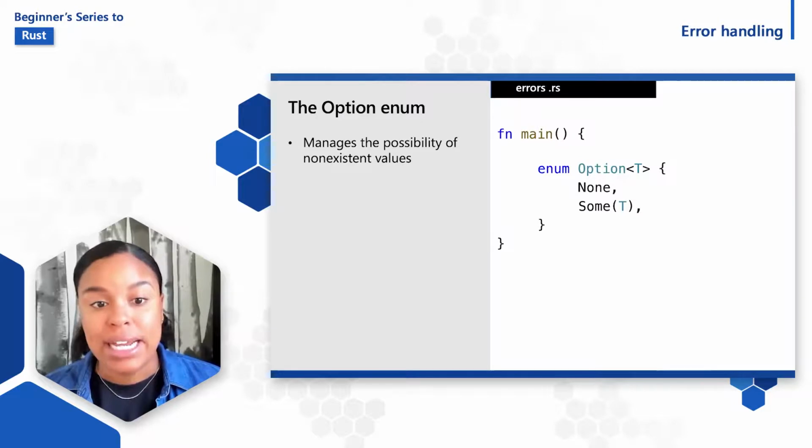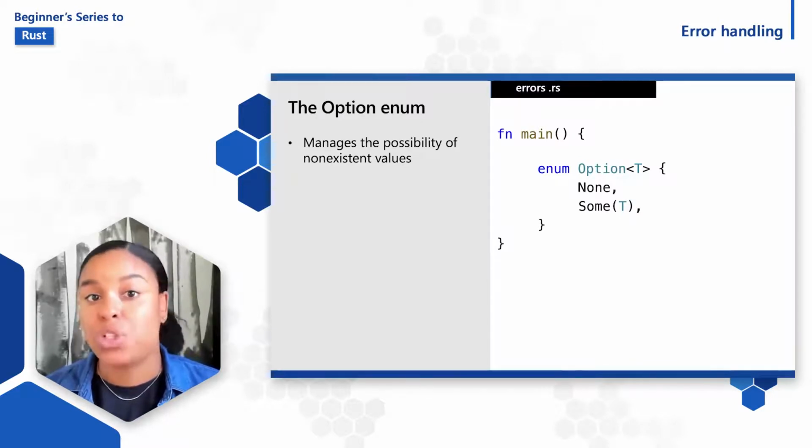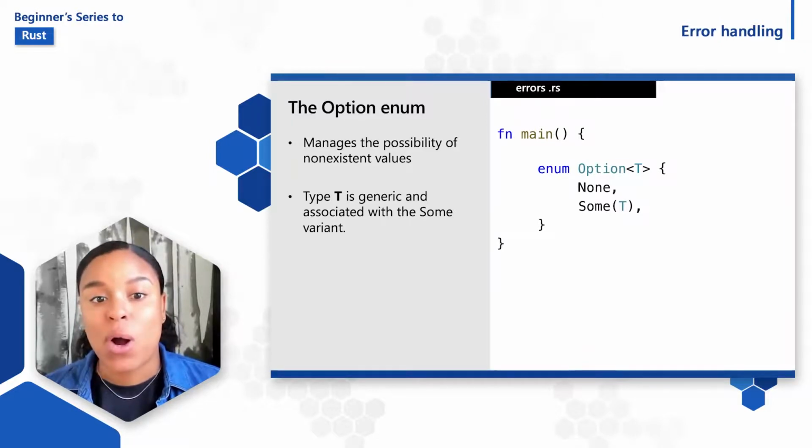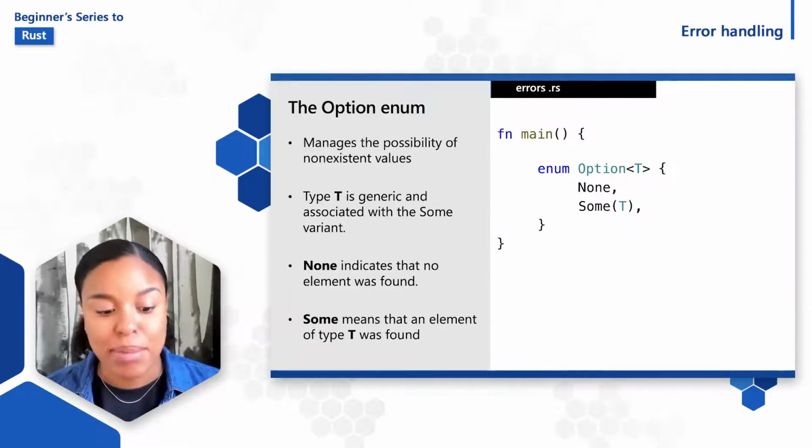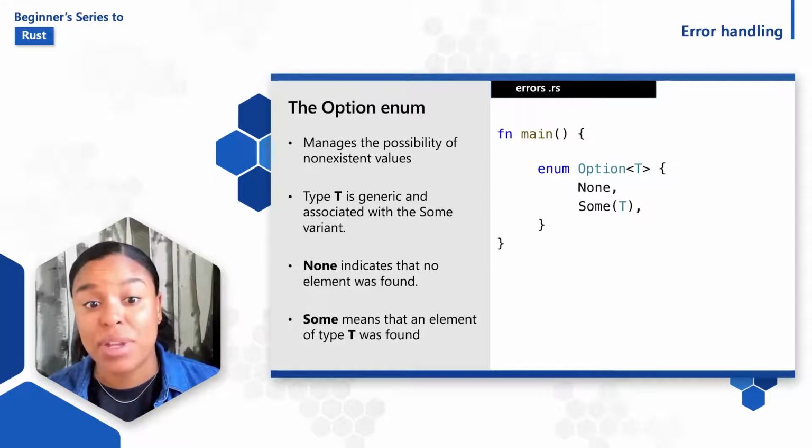We have an enum called Option<T> with two variants, None and Some. The T part of Option<T> states that the type T is a generic and associated with the Some variant. None indicates that no element was found, and Some means that an element of type T was found. If the value exists at a specified index, it's wrapped in the Option Some value, where the value is type T. If the index is out of bounds, it will return an Option None value instead.